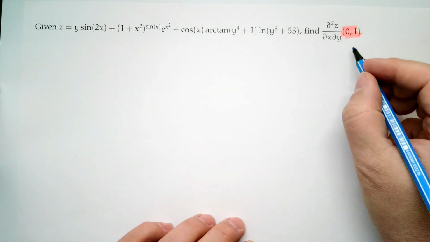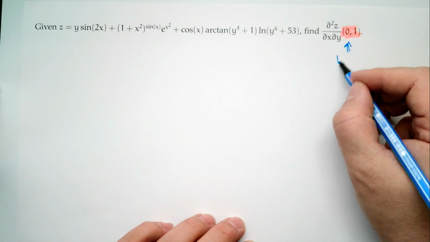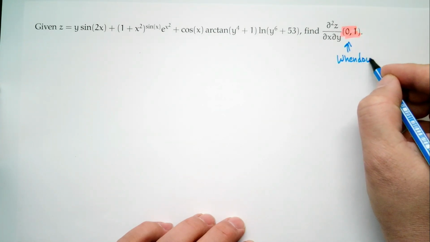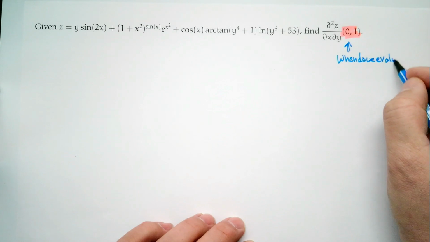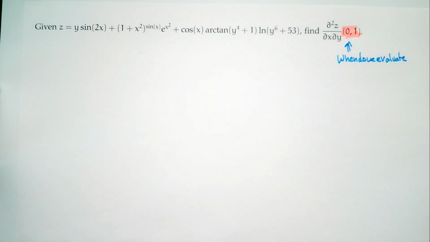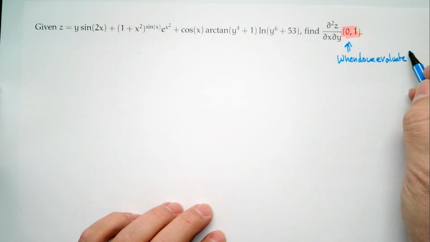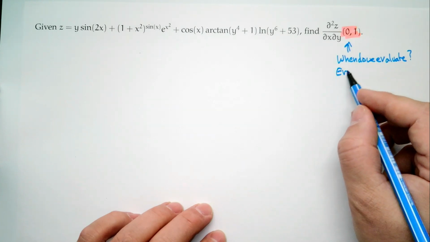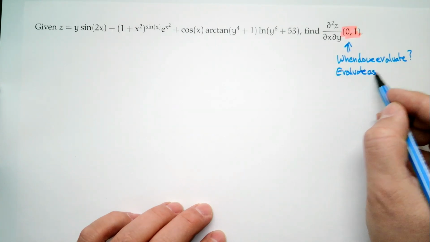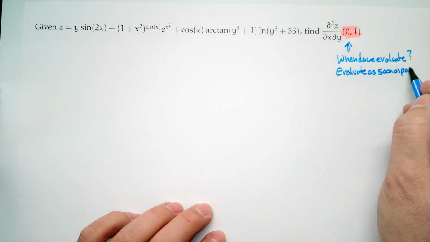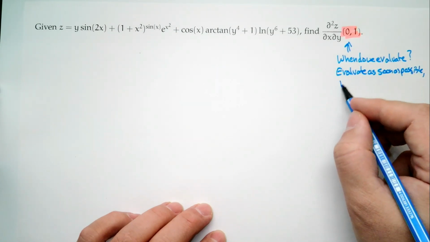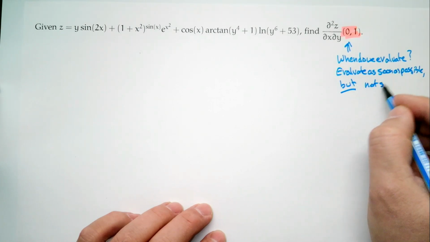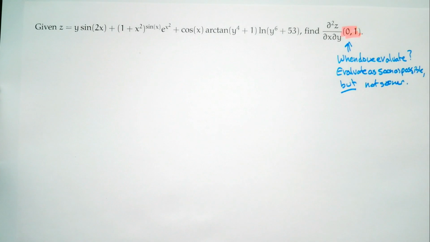So the key here is to think about, all right, when do we evaluate? Now there's this mindset that a lot of people come in with and say, okay, I should always save evaluation for the end. That's when the evaluation happens. So find the derivative and then evaluate. And the answer is no, that's not when you do it. The answer is you evaluate as soon as possible. So as soon as we can evaluate, we do it. But, and this is important, not sooner. So we wait until we can do that.